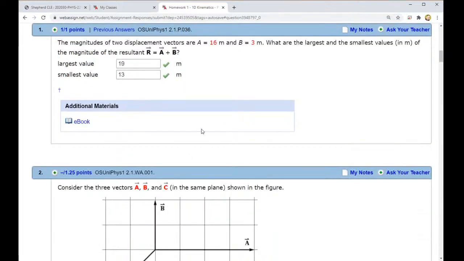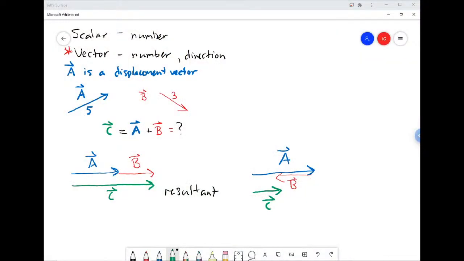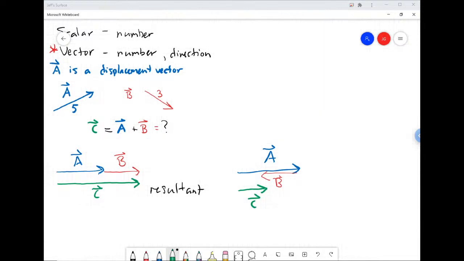And I got it right, green check marks. Okay, so all right, so let's think about, in both of these cases down here, what I'm doing is I'm adding vectors in one dimension, all right, and that's where we're going to start.